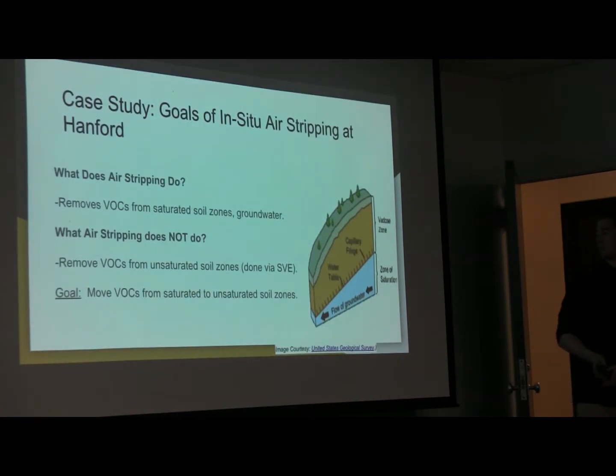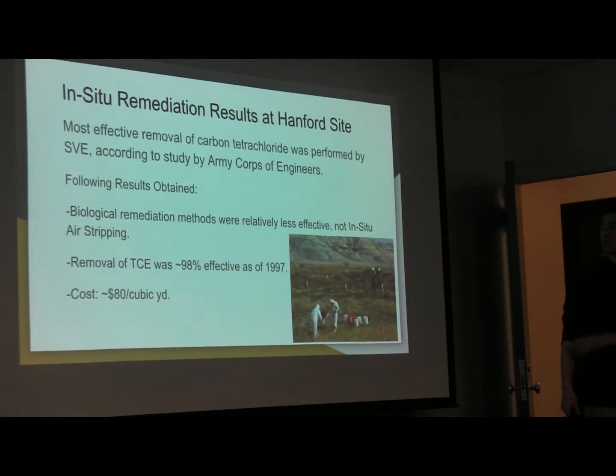I'm just giving you a better idea of what was going on. You see we have the zone of saturation right here. This is where the TCE was. The goal was to get this up into the capillary fringe and vadose zone, into the unsaturated areas, so that it could be removed via SVE. By doing that, it's not going to reach the Columbia River and cause a huge environmental disaster. As a quick recap, what air stripping does not do, at least in this case, is remove TCE specifically from an unsaturated zone. It's just bringing it from the saturated zone up to the unsaturated zone. That's done by SVE, so that's a good distinction to draw to further your understanding of these. When they were doing this, it was performed by the Army Corps of Engineers.